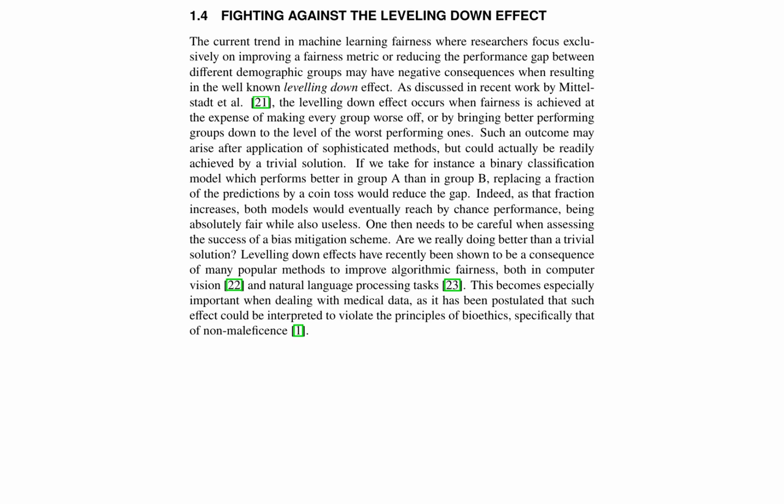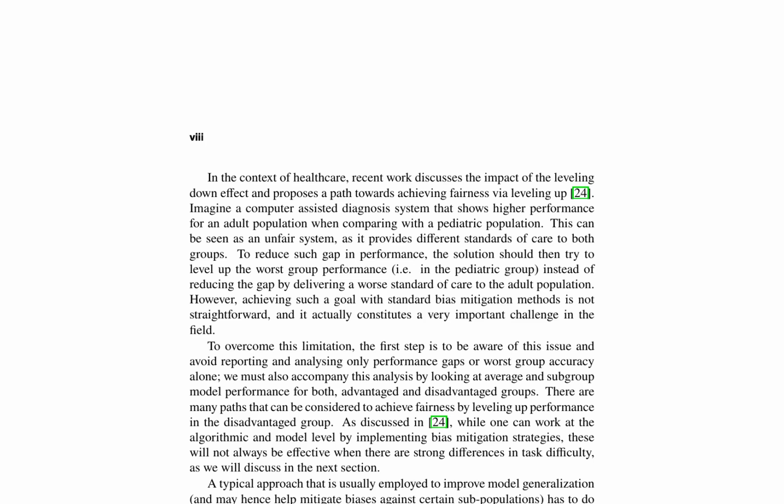The current trend in machine learning fairness, focusing exclusively on improving a fairness metric or reducing the performance gap between different demographic groups, may have negative consequences, such as the leveling down effect. This occurs when fairness is achieved at the expense of making every group worse off, or by bringing better performing groups down to the level of the worst performing ones. Such an outcome may arise after application of sophisticated methods, but could actually be readily achieved by a trivial solution. In the context of healthcare, recent work discusses the impact of the leveling down effect and proposes a path towards achieving fairness via leveling up.